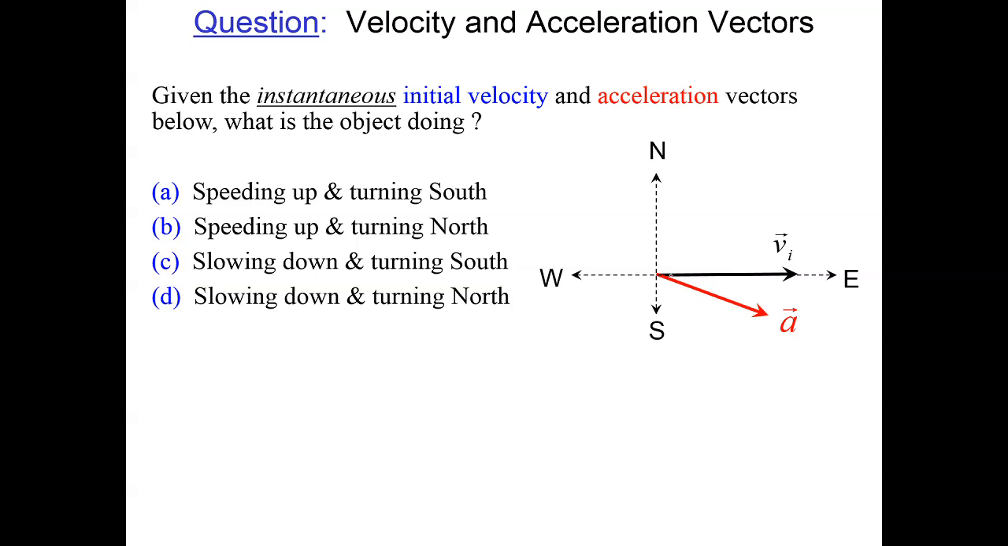So we can split this up. So we have an x component of our acceleration, so we'll call this a sub x. And so that means that the x component of the acceleration points to the right, so that means that the x component of the velocity is going to increase. So that means our x component is going to get larger, so our object is going to speed up to the east.